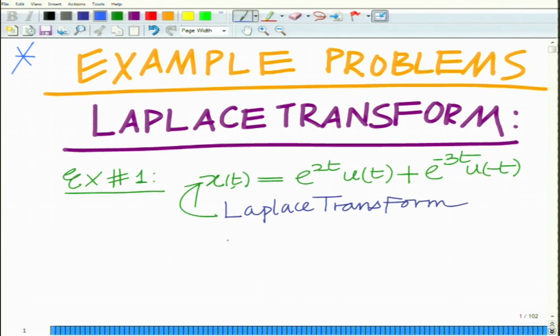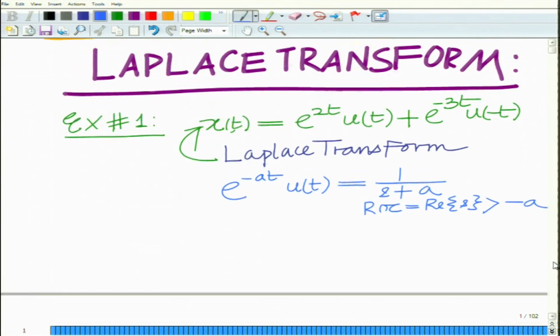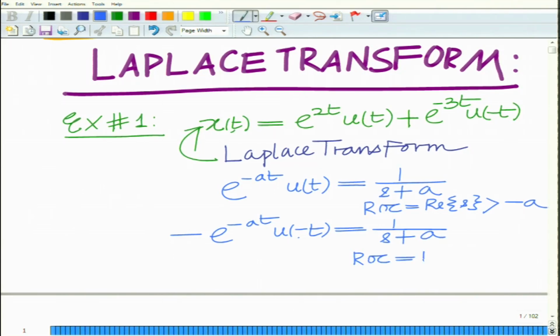We already know that the Laplace transform of e raised to minus a t u(t) is 1 over s plus a, and the ROC is real part of s greater than minus a. And the Laplace transform of minus e raised to minus a t u(minus t) is also equal to 1 over s plus a, but the ROC is real part of s less than minus a.